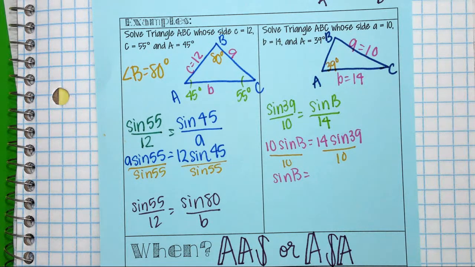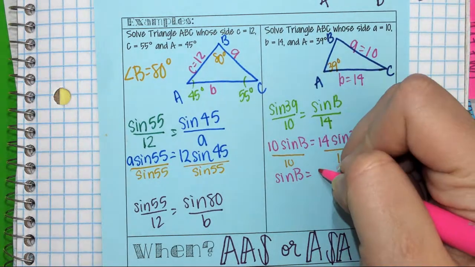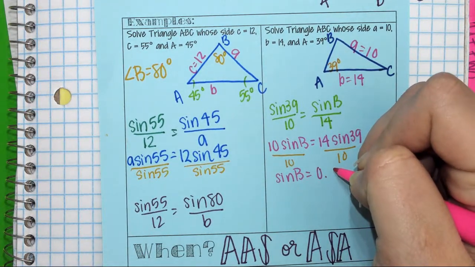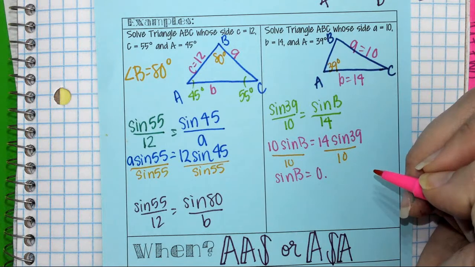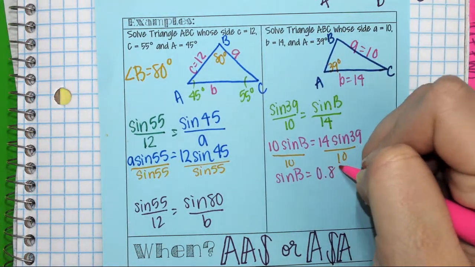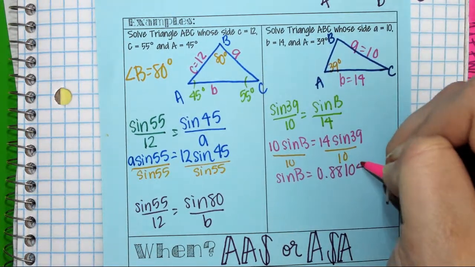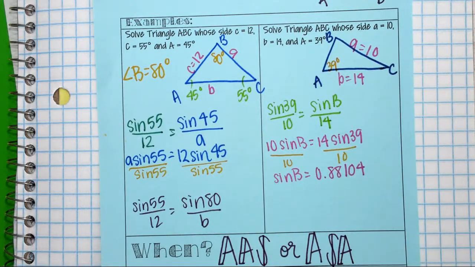What'd you get? 0.88. Yeah, I got 0.88. Go to the 10,000th, 4 decimal places, just to be safe. 0.88104885. Okay. We'll go to 5 decimal places.